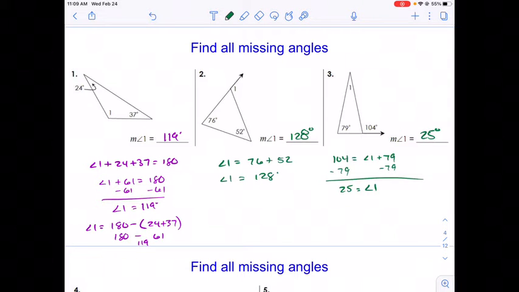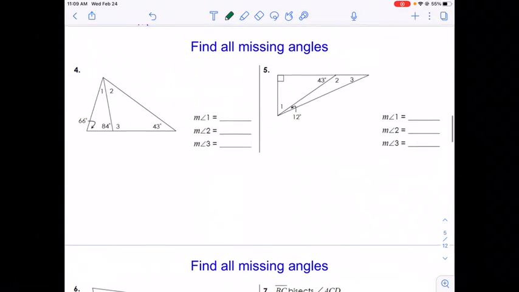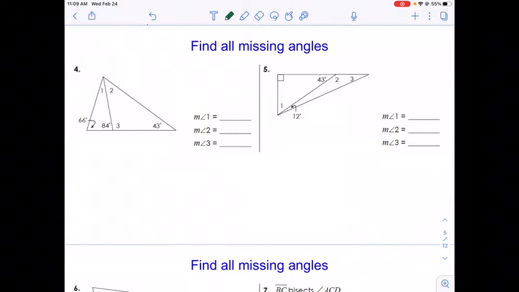At any time I would suggest you just pause the video, try some of these on your own, and come back and check your answers when you're done. So this one here, let's look at some different things. Now you don't always have to find angle 1, 2, and 3 in that order. You can find the angles in any order. Sometimes you have information that allows you to find some more easily.